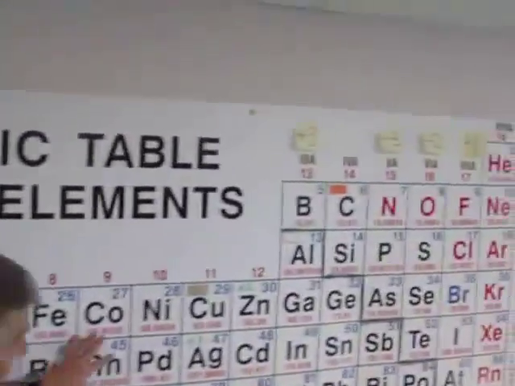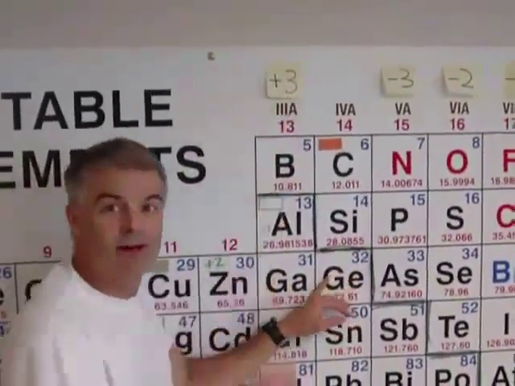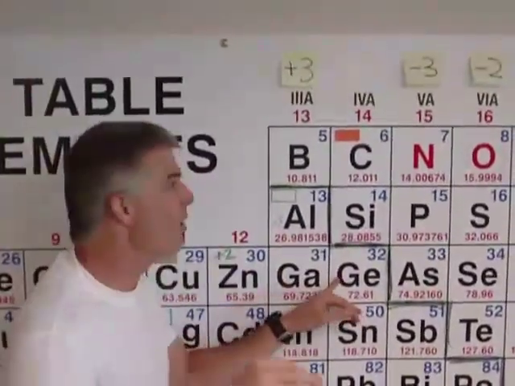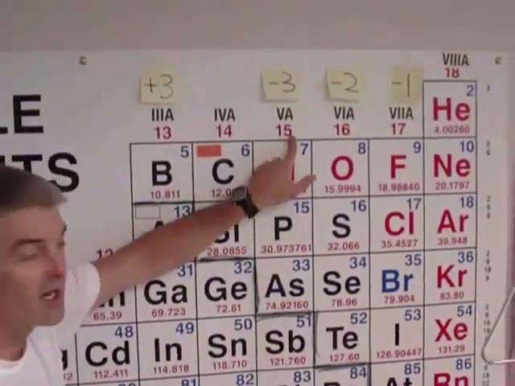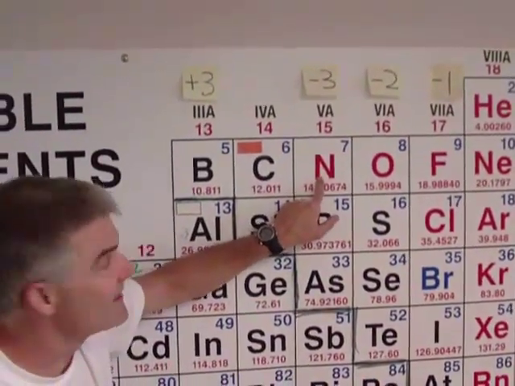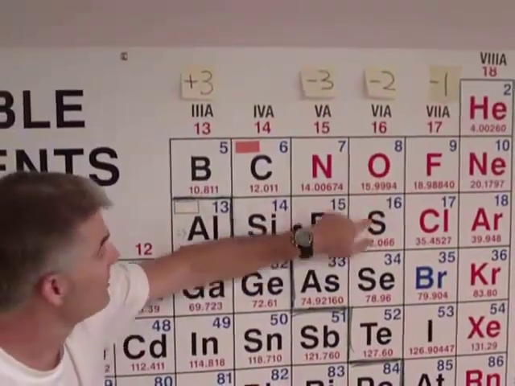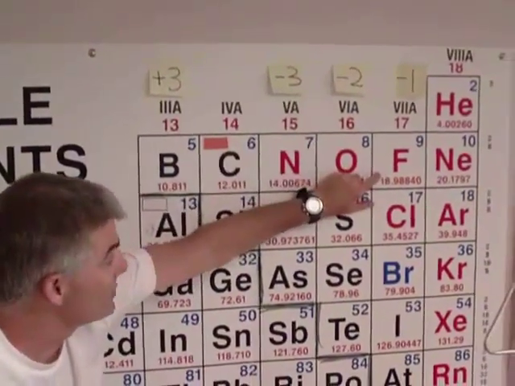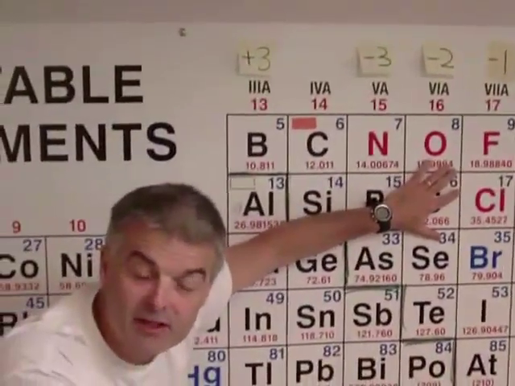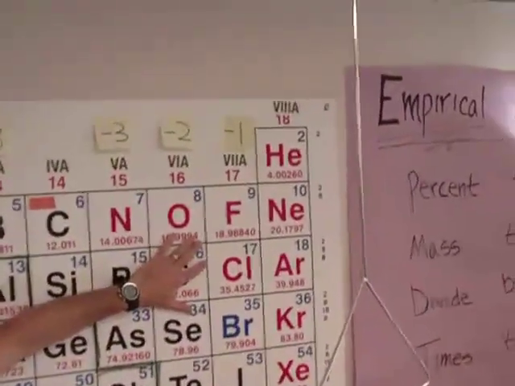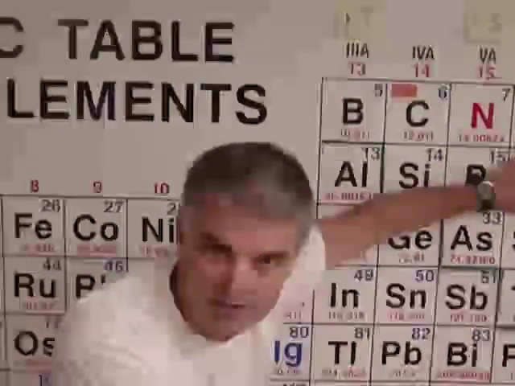Then we jump over here. Okay, I'm going to hurt myself. In this column, column 13, I want you to write plus 3. In this column, I don't want you to put any charges. I know it's kind of weird, but that's what I'm doing. In this column, column 15, with nitrogen at the top, it's minus 3. Oxygen's family is minus 2. Minus 1 for fluorine. And I want you to put 0 on top of the noble gas family, the last family, column 18: helium, neon, argon, etc. Got it? Good.